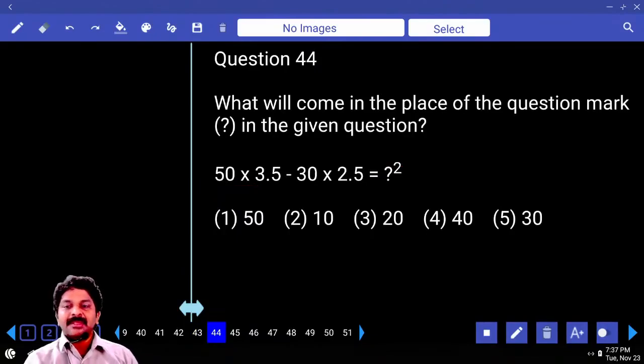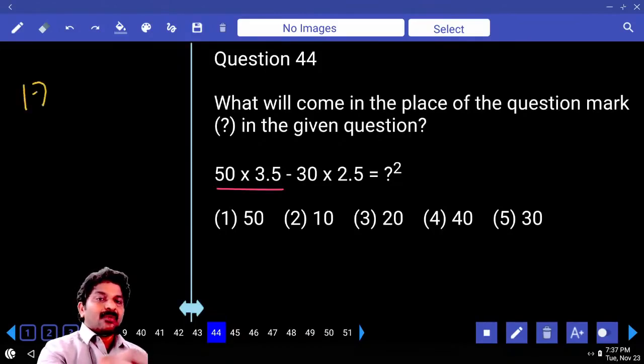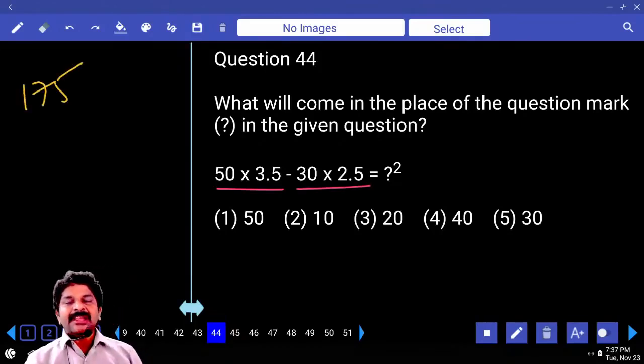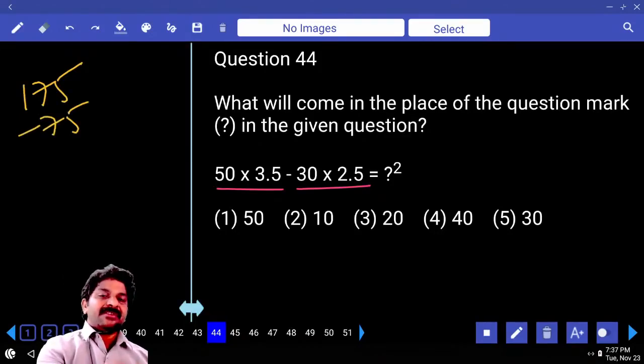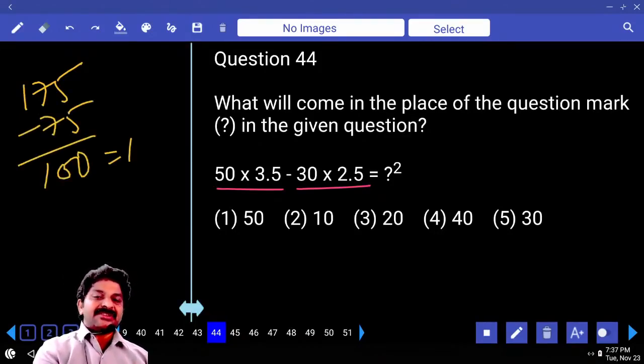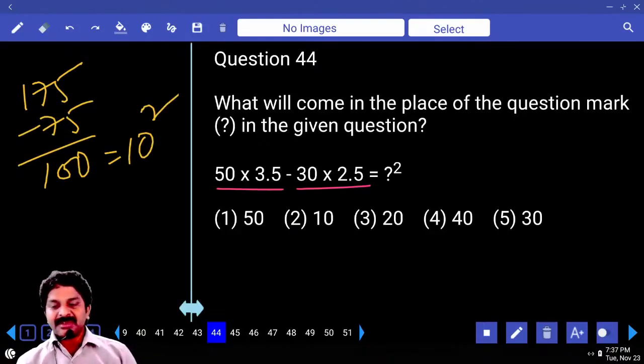Next, 53 and a half times. Can I take 5 times of 35? I am removing the 0 and the decimal. 5 times 35 is 175. 32 and a half times: 3 times 25 is 75, which is equal to 100. 100 is which number's square? 10 square, second option.